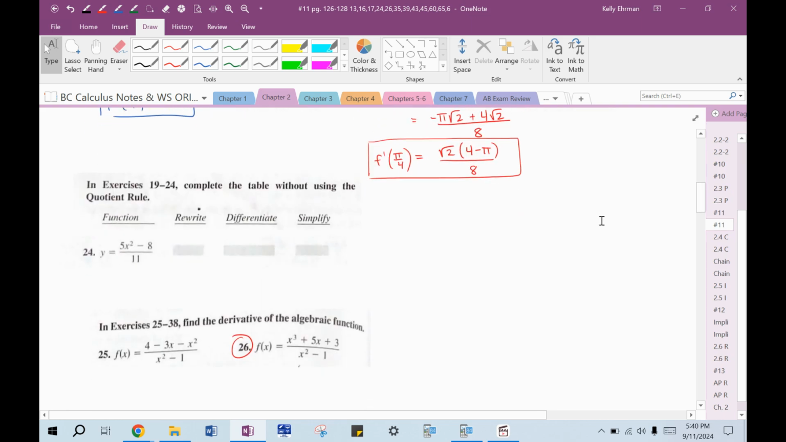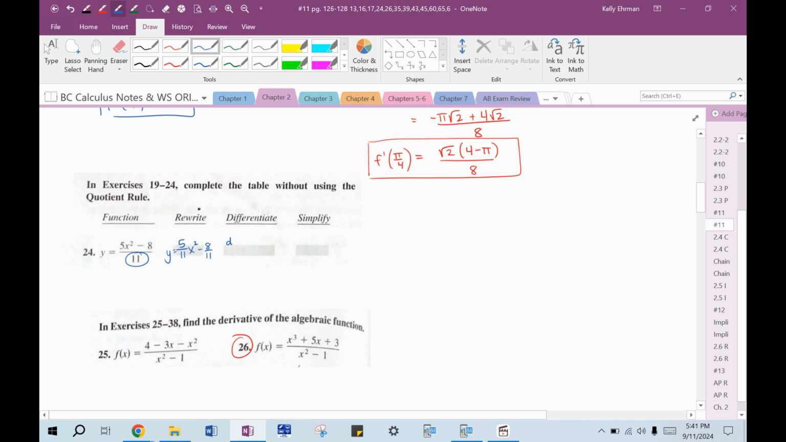Okay, number 24, rewrite, differentiate, and simplify. Now, I do want to rewrite this. You don't want to use quotient rule if you're dividing by a single number. And also, if it's just a single term, you would want to divide everything by that term. So whether it's a number or a variable down there, I would rewrite this so that y equals just 5/11 x squared minus 8/11.